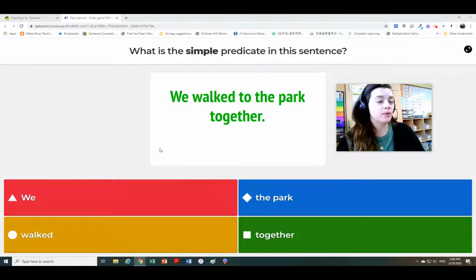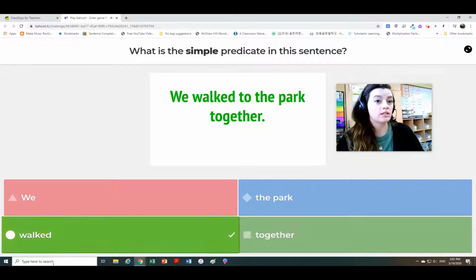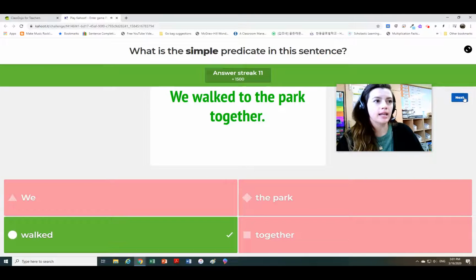Okay, what's the simple predicate? The verb of the sentence. Mark your answer now. 3, 2, 1. Walked. The subject is we, and the verb, the predicate, simple predicate is walked. Next.